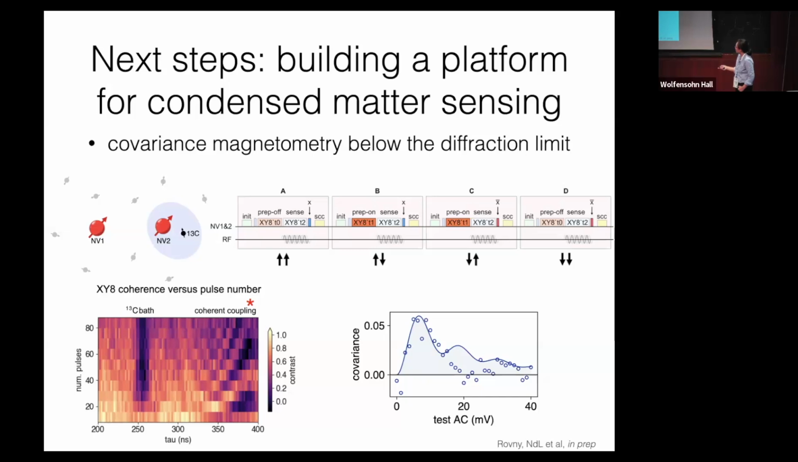But basically, what you see is if I do XY8 on these NV centers to do spectroscopy, there's this big C13 bath. And then I can find a coherently coupled C13. And what that means is that I can derive gates with XY8 that only select for this NV center and not the other NV center because it has this carbon-13 handle. So now all that I need to do is independent microwave control to do this phase cycling. So this carbon-13 handle is something that we can also use to get covariance measurements below the diffraction limit. I don't know if you guys care, but NV people love this stuff.